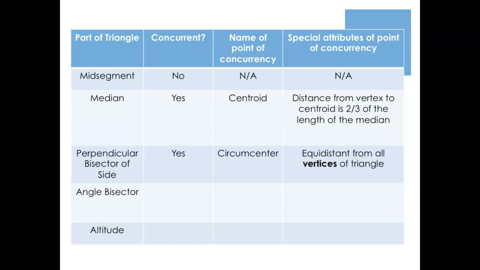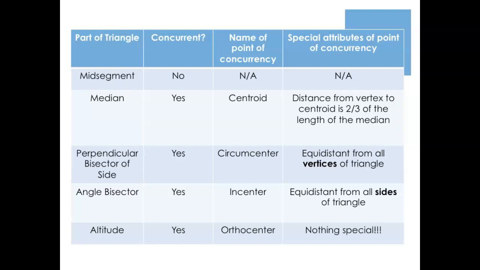Now the perpendicular bisectors of a side, those are concurrent, and we call the point of concurrency the circumcenter. And the circumcenter is equidistant from all vertices of the triangle. Next, we have the angle bisectors, and these are concurrent, and we call that point of concurrency the incenter, and that incenter is equidistant from all sides of a triangle. The last one is the altitude, and the altitudes are concurrent, and that point of concurrency we just said is called the orthocenter. And there's nothing in particular special about the orthocenter besides that it is the point of concurrency.